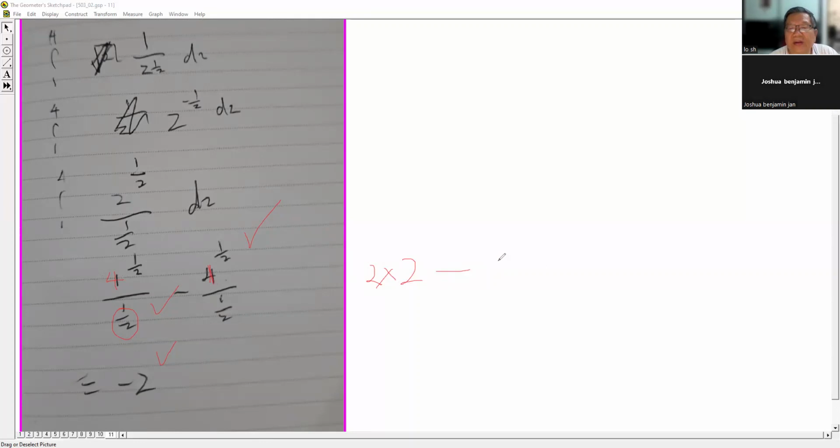4 to the power half is 2. Minus, this is 1. 1 to the power of half is 1. Divide by half is multiply by 2. This one. So actually this is 4 minus 2, and this is positive 2. So actually this, like the previous question, is correct, except that you reversed the upper and lower limit, right? So this is also correct.